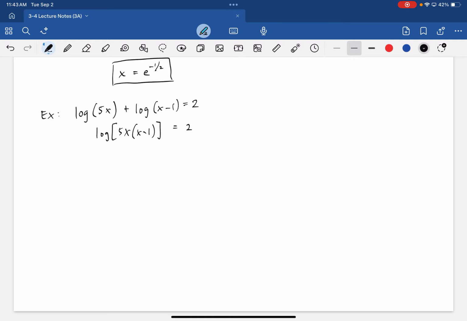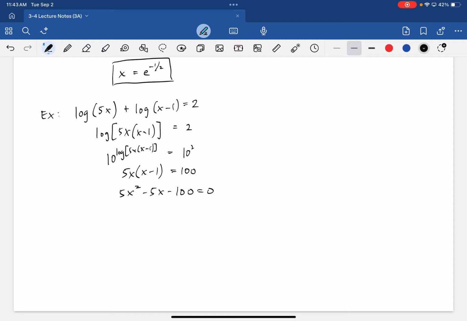Yes, very good. We make both sides an exponent of 10, because that's the base of the logarithm, so that will help us cancel these things out. So 10 to the log of 5x times x minus 1 equals 10 to the 2, which is 100. On the left side, by our inverse property, the exponent cancels with the logarithm, and we're left with 5x times x minus 1. And on the right side, we have 100. We can simplify this: 5x squared minus 5x minus 100.